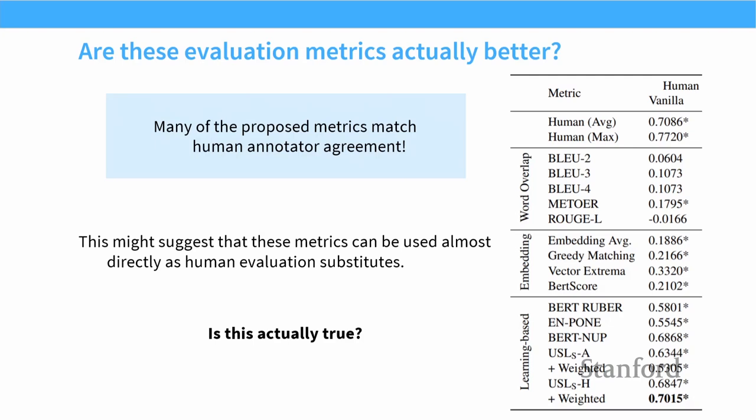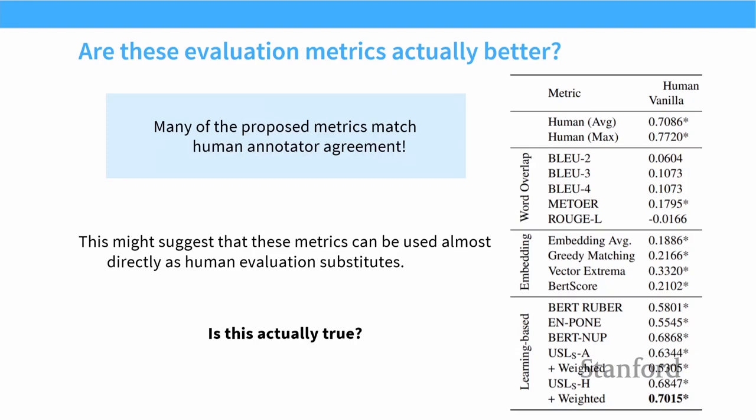And you see at the very bottom, some of the newest methods that people have developed are in this 0.7 correlation range. That's the human average correlation. So you see this table, right? Someone shows you this and you're going to say, wow, our learning-based evaluation metrics are getting really good, right? Are they ready to be deployed and used and trusted?